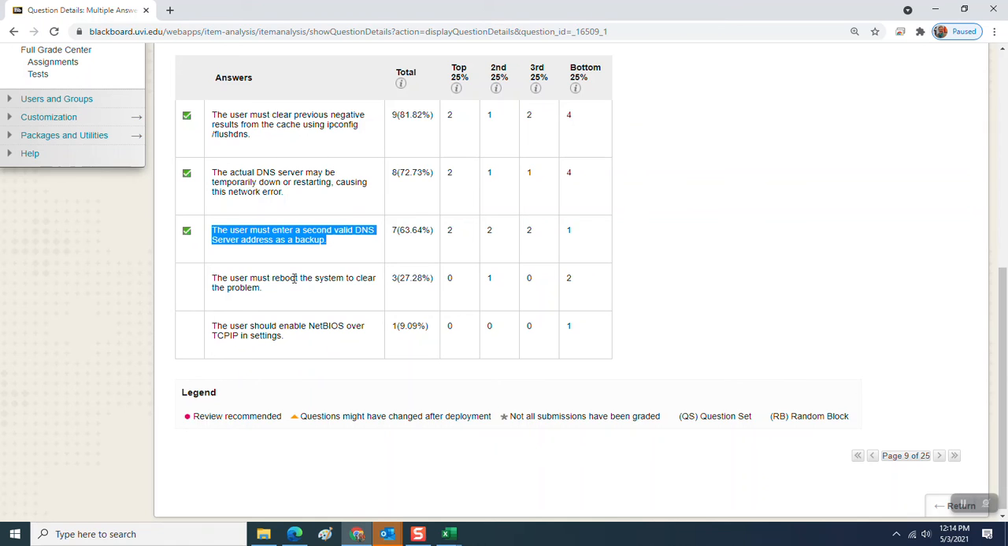It says the user must reboot to clear the problem. That's not going to clear the cache. Believe it or not, that's not going to clear the issue if you don't have a second DNS server listed. If you reboot your system but the other DNS server is down, you're still out of luck. The user should enable NetBIOS over, oh, heck no.